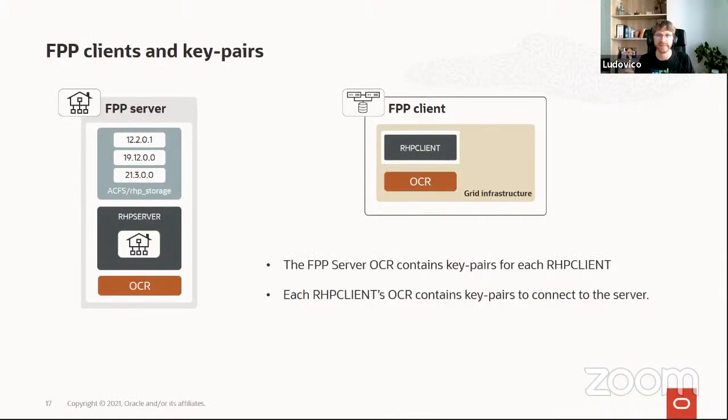Those key pairs are stored in the OCRs, in the cluster registries of the server and the client. The server will have one key pair for each client that you manage. The client will have its own key pair to connect securely to the server. And you cannot exchange those keys. You cannot just take a key pair from one client and copy it on another client, because that will not work. The FPP expects to have a specific key pair from a specific client. So you cannot spoof this communication, and it's quite secure by design.